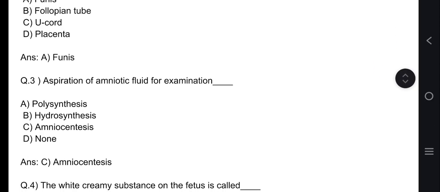Question number 3. Aspiration of amniotic fluid for examination is A. Polysynthesis, B. Hydrosynthesis, C. Aminosynthesis, आणि D. None. आणि बरोबर उत्तर आहे C. Aminosynthesis.